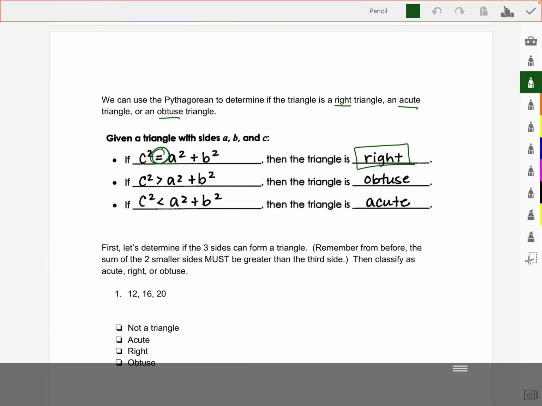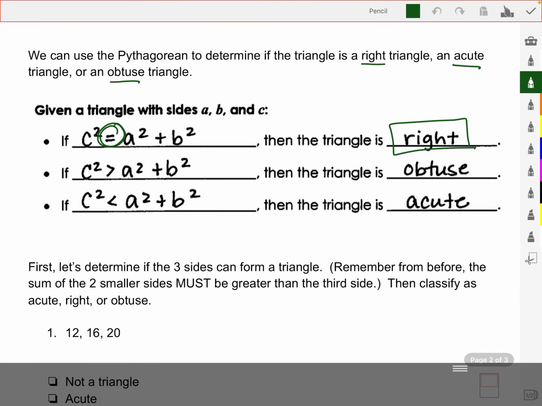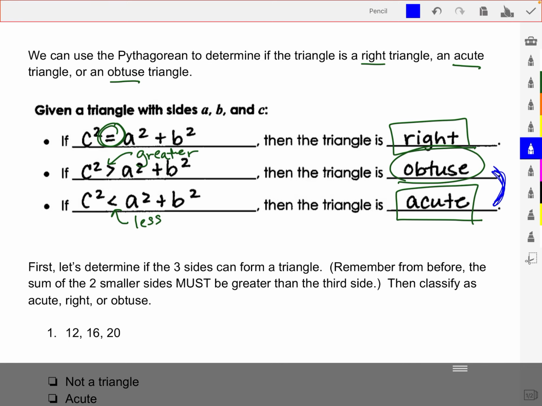So if c squared is equal, it's a right triangle. If c squared is greater than, if it's bigger, it's obtuse. If c squared is less than, smaller, then it's acute, which makes sense, I think. If c squared is bigger, it's obtuse. Obtuse are the big angles. If c squared is less, it's acute. Acute are the small ones. Those of you that made mistakes on Wednesday, when I looked back at the answers, most of you mixed these two up. So just remember that you're always comparing it to c squared.